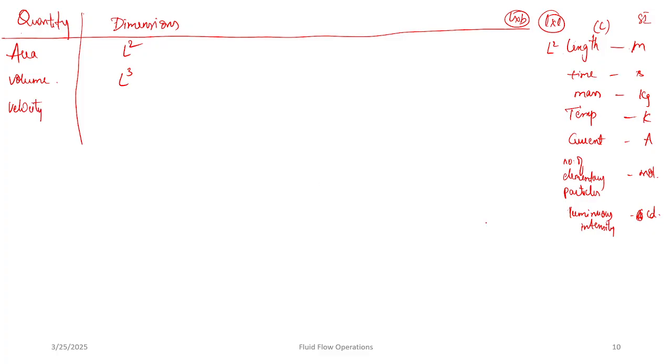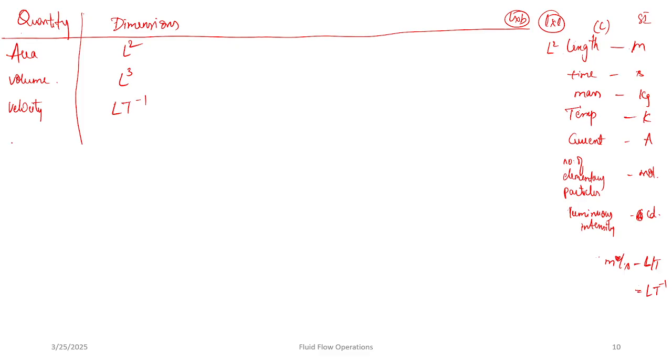So velocity is nothing but, what are the units of velocity? Meter per second, right? So this would translate into L by T if you express it in terms of fundamental units. So you have to express it as L into T power minus 1.